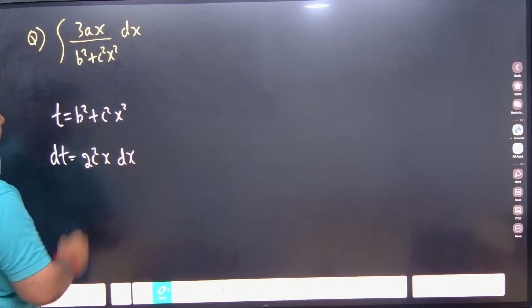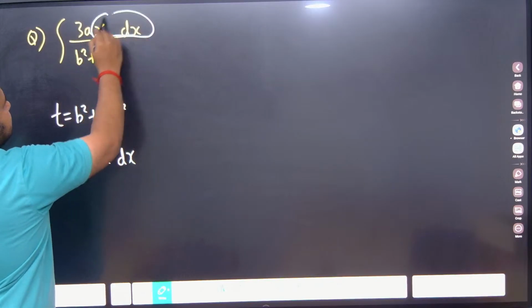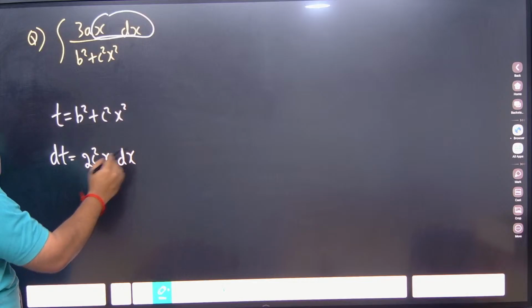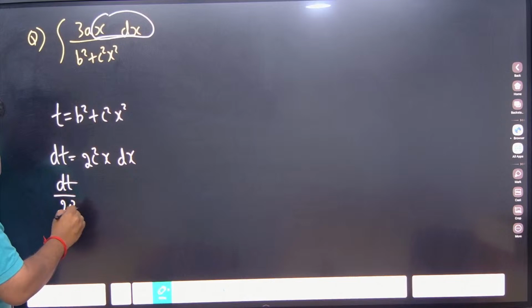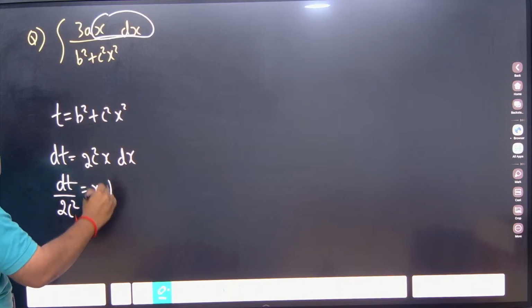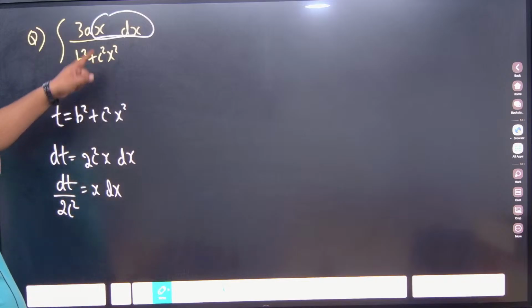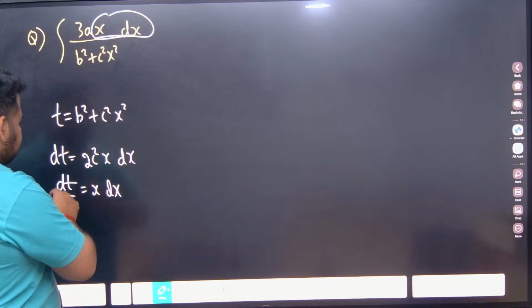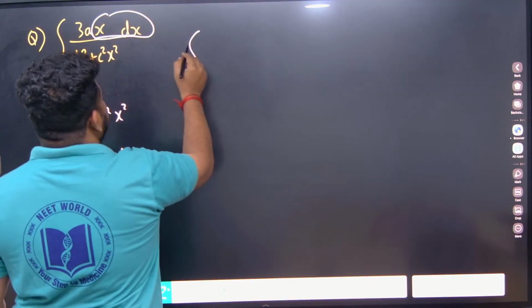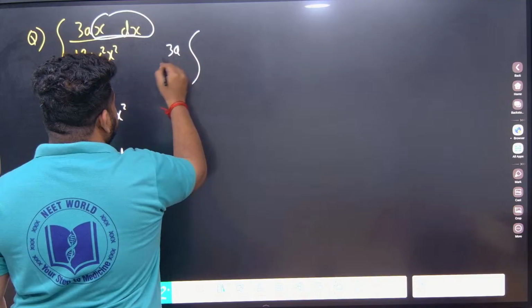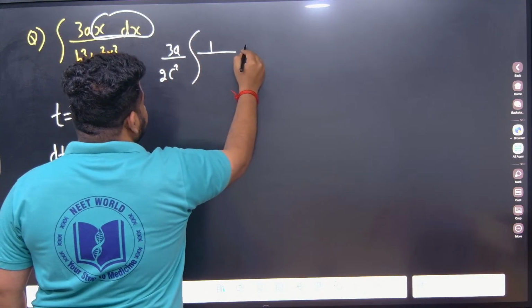I have x dx here, so x dx is equal to dt by 2c square. Wherever x dx is there, I should put dt by 2c square. 3a is also a constant, so I can take it outside. That gives 3a by 2c square, times the integral of 1 by the denominator, which is t.